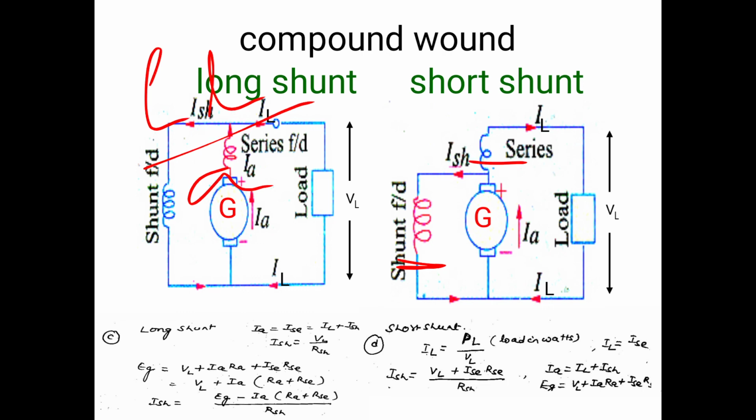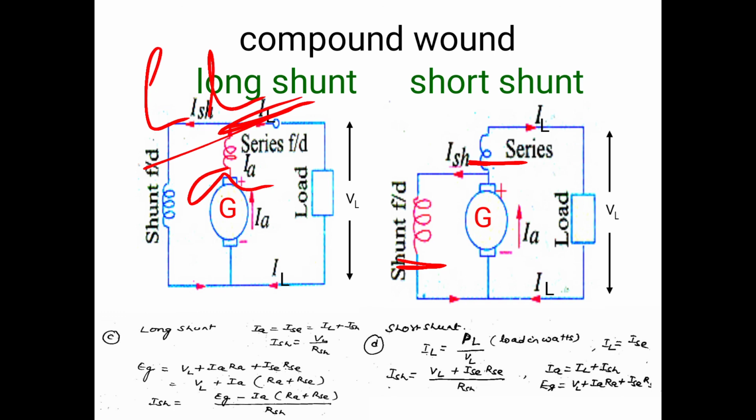Next, the series field winding. Its resistance is generally low. In order to keep the series field winding resistance low, it is made up of fewer turns. If the number of turns is less, the length of the series field winding is less. It is also made of thick wire. If we use thick wire, the area increases and the resistance decreases. So by using fewer turns and thick wire, we can decrease the resistance of the winding. The shunt field winding is made up of more turns and thin wire, and the series field winding is made up of fewer turns and thick wire.